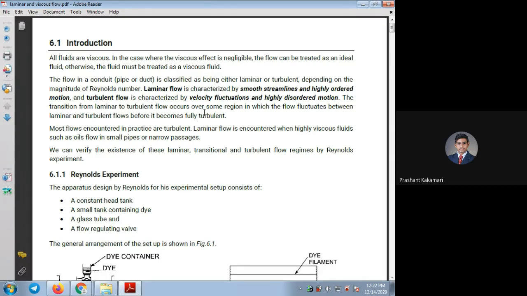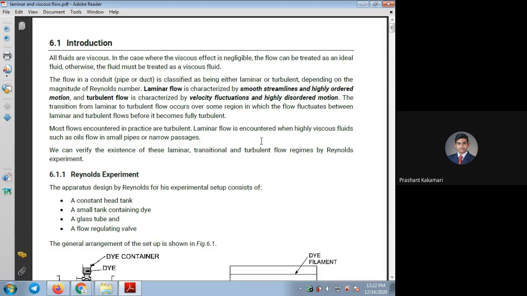Okay, so due to that, what happens? In turbulent flow, velocity fluctuations will be there, and it will be in highly disordered motion. In the laminar flow, the velocities can be defined properly by equations.